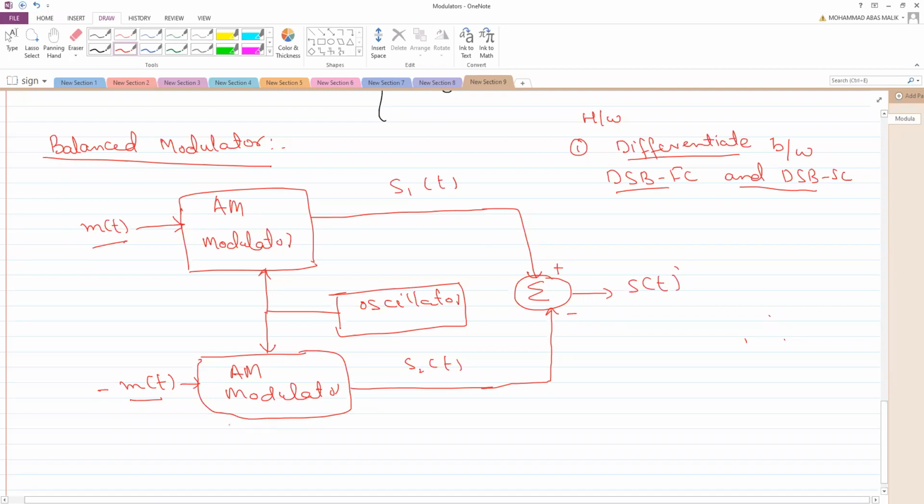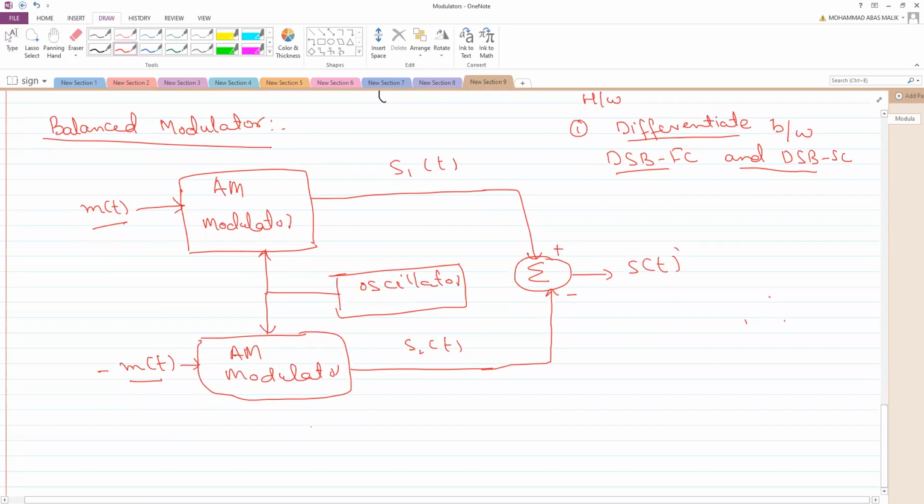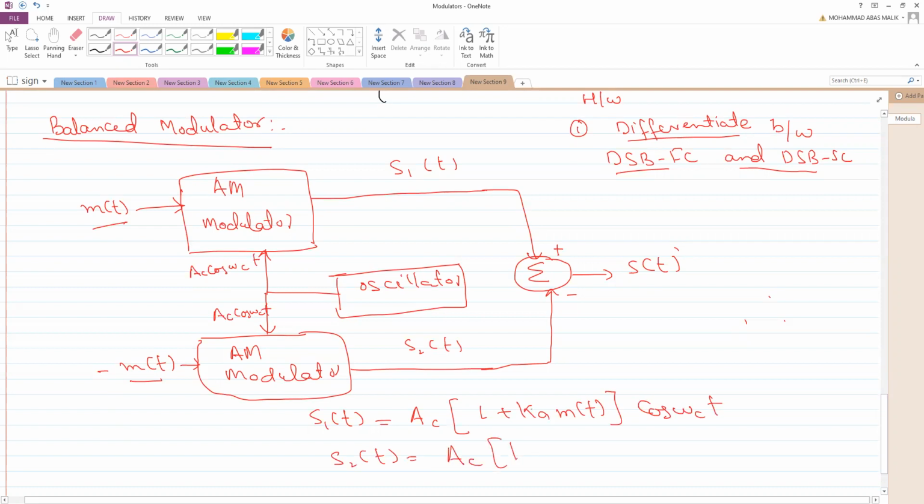So ultimately what you will get, we will just try to write the S1 value and S2 value. What will we get for S1? In case of the AM modulator equation, everybody knows this, equal to Ac, because this is the oscillator, here you will get Ac cos of omega ct, and here also Ac cos of omega ct. This is S1 of t is Ac 1 plus Ka m of t into cos of omega ct. Similarly, S2 of t, because here the message signal is negative, you will get minus Ka mt cos of omega ct, right?